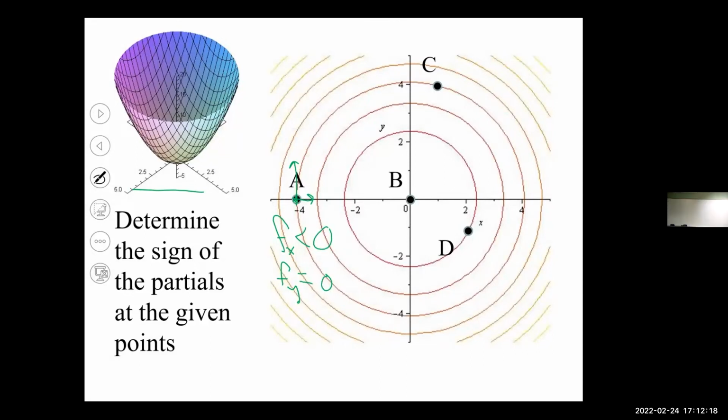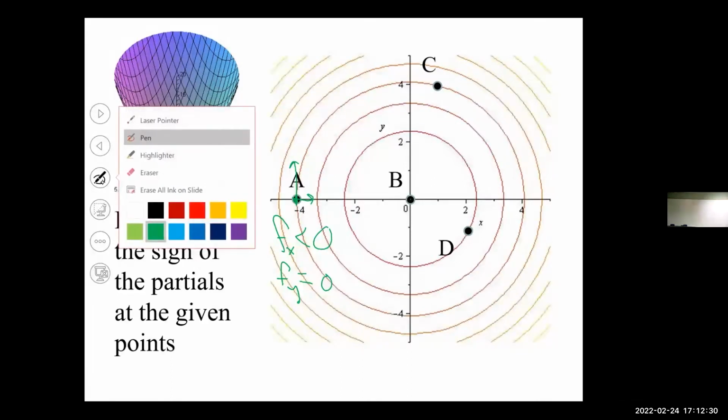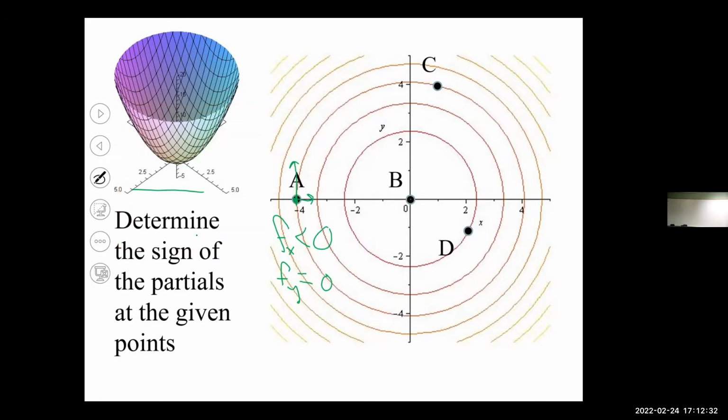Let's try another one, because this takes a little bit of practice. Let's do B next. Now think about where B sits, right? B is at the bottom of this paraboloid. What do you think about the partials at B? And think about what you know about even just single variable calculus. Bottom or the minimum of that bowl. They end up both being zero. We have basically a critical point there.